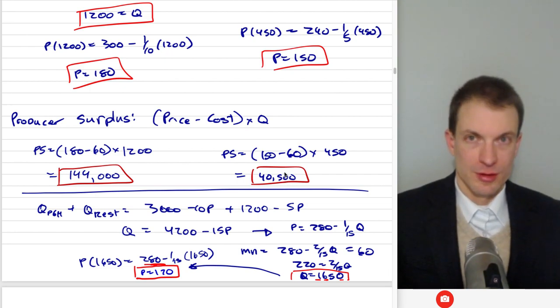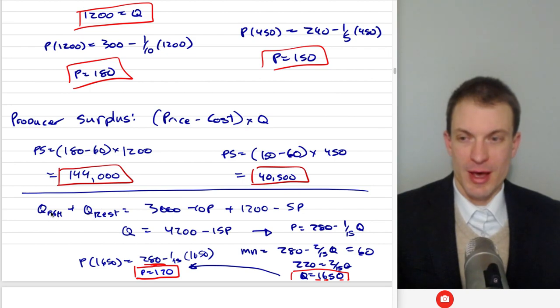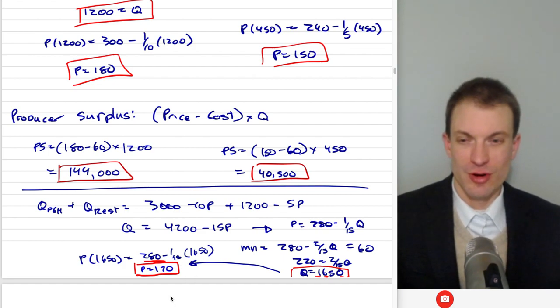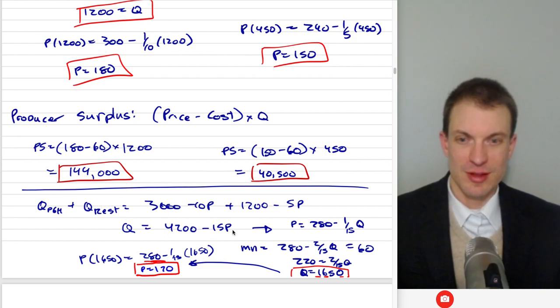Suppose we combine our two demands and then find the optimal monopoly pricing when you're not practicing third-degree price discrimination. So here's my Pittsburgh demand. Here's my rest of my country demand. So it's going to be 4,200 minus 15p.